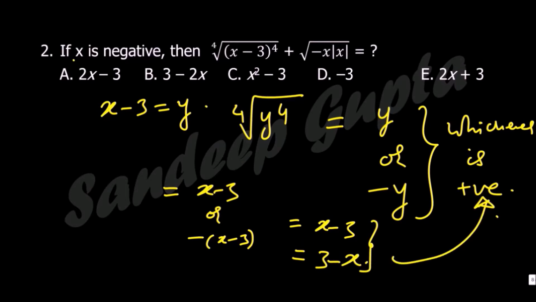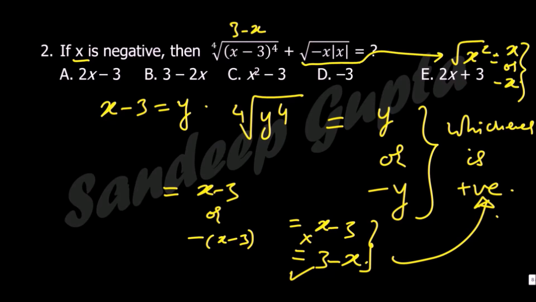Now when x is negative, x minus 3 will be negative and 3 minus x will be positive. So out of the two, this will be your answer, not this one. So for the first one, you write 3 minus x, not x minus 3. Now if x is negative, negative of x will become positive and mod is anyway positive. So this expression will become root of x square. Now root of x square is equal to x or minus x, whichever is positive. Now because x is negative, minus x will be positive. So the answer for this part will be minus x. So now we have 3 minus x and minus x, 3 minus 2x as the final answer.